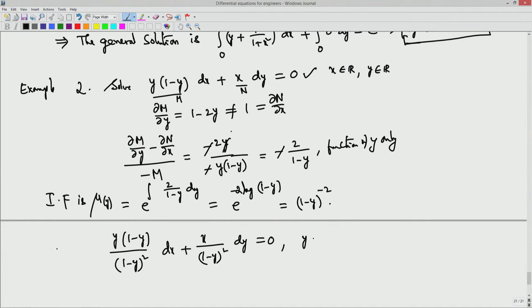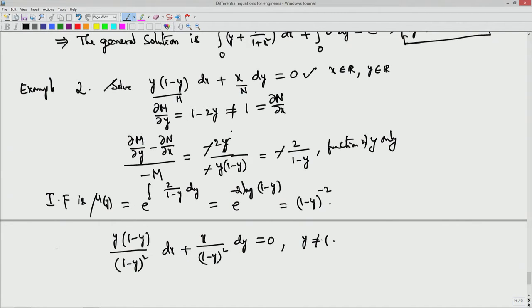So, what you got after multiplying the integrating factor is that the differential equation is defined only on a certain domain. It is not defined at y equal to 1. y should not be equal to 1. So, that means you can consider any domain that does not involve y equal to 1.